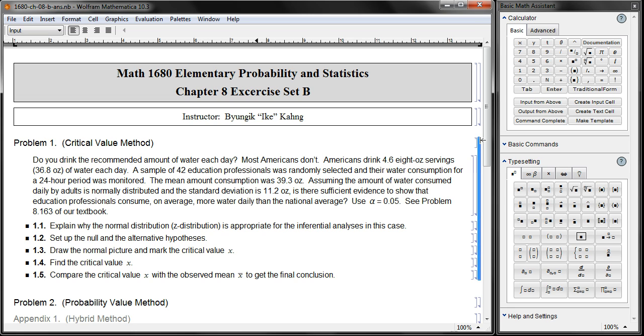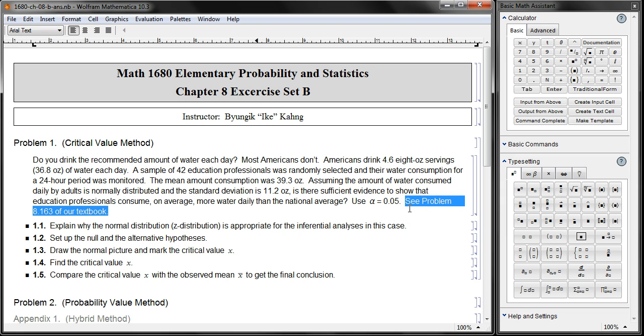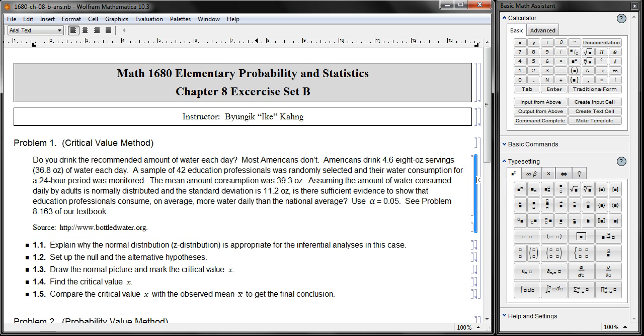Use alpha value as 0.05, and as you can see, this came from our textbook, letter by letter. As a matter of fact, I just put this part in, otherwise exactly the same. And our textbook actually gave us the source where this one came from.